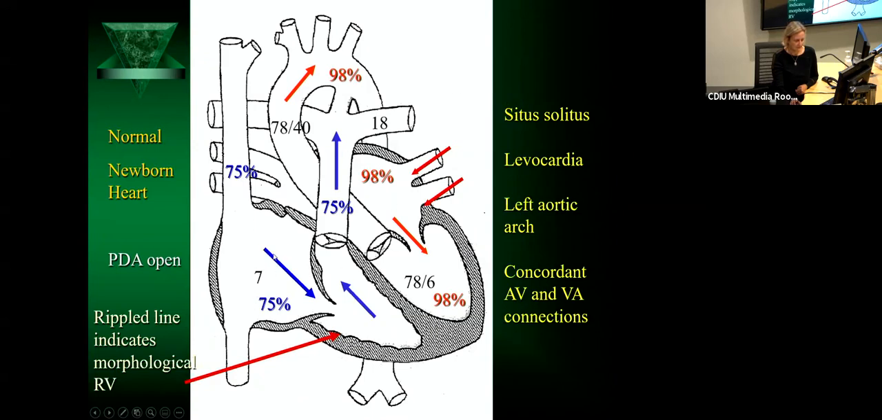So the atria, right atrium, left atrium, levocardia, so it's pointing to the left, aortic arch on the left, which we expect, and we have concordant AV and VA connections. So the RA is going to RV, that's concordant, RV to pulmonary artery, that's concordant, LA to LV is concordant, AV connection, and ventricle to artery or VA connection is also concordant.